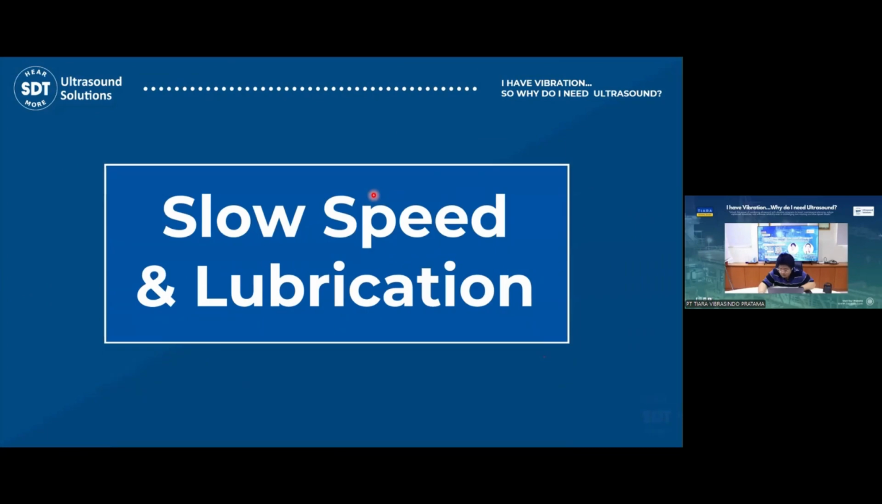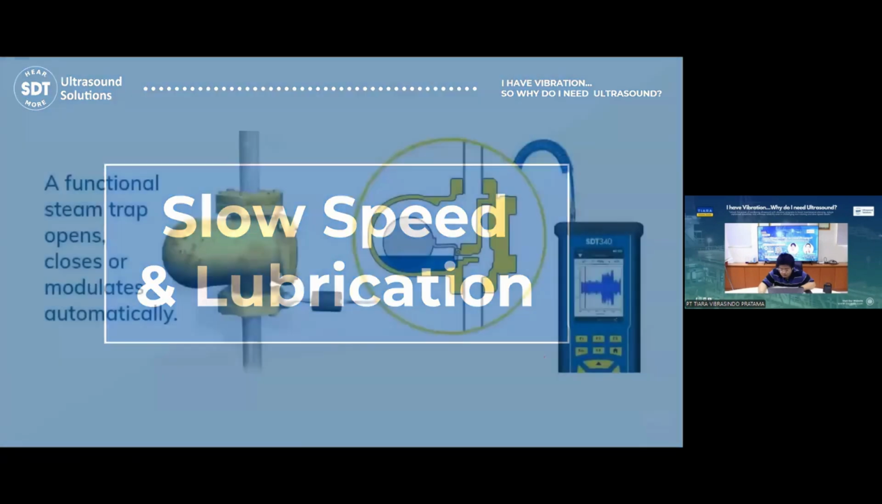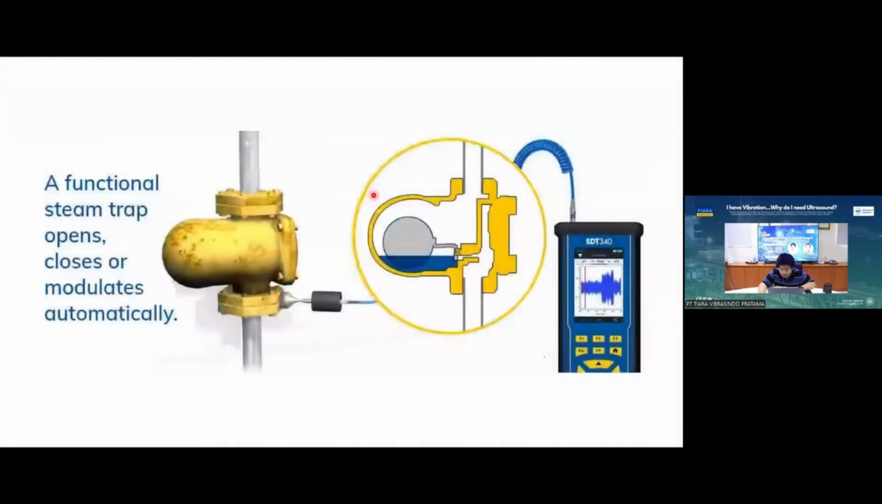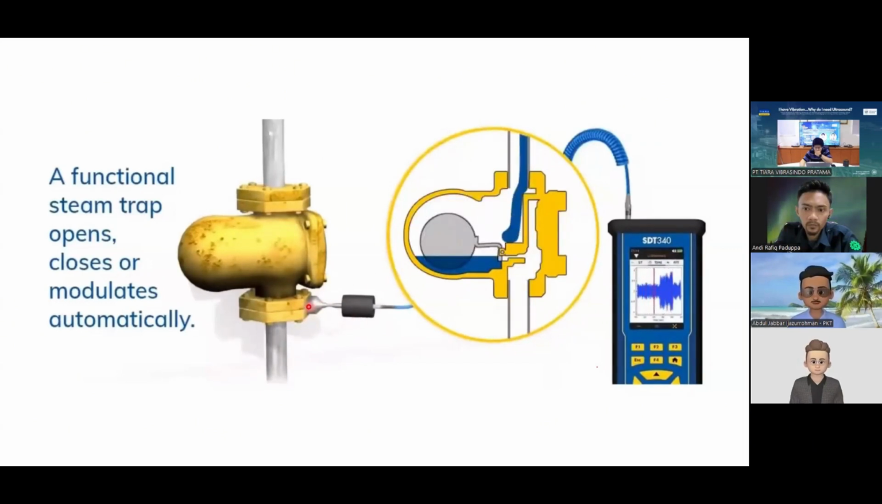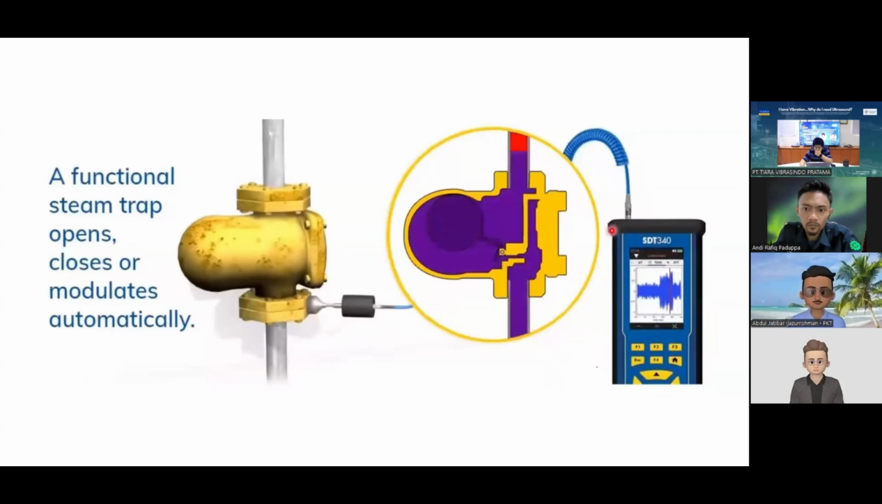There's this case study that I told you before. This is a low speed machine and lubrication. How about valves or steam traps? This is the ultrasound sensor we put here for the steam trap application.